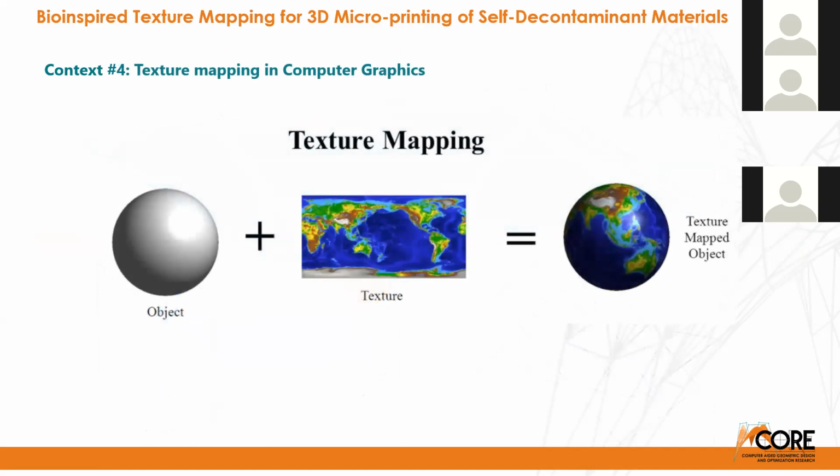So the other context that is necessary for us to understand the project is the texture mapping. Texture mapping is a phase in the computer graphics pipeline. That is basically you take an object, and you also take an image, we call it the texture, and then we produce the object with the image applied on the surface of the object.